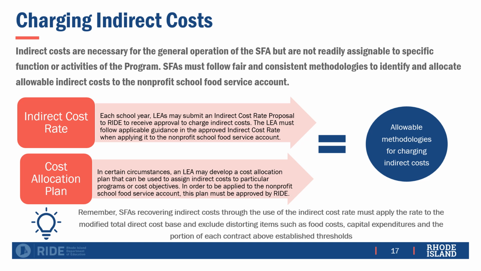Remember, as we've previously discussed, program revenues must be used in support of the program and should be managed in a way that maximizes program benefits for students. While indirect costs are an essential component of operating a school nutrition program, RIDE encourages SFAs to manage program budgets, to the maximum extent possible, in a way that focuses on direct program expenses which directly benefit the students being served.